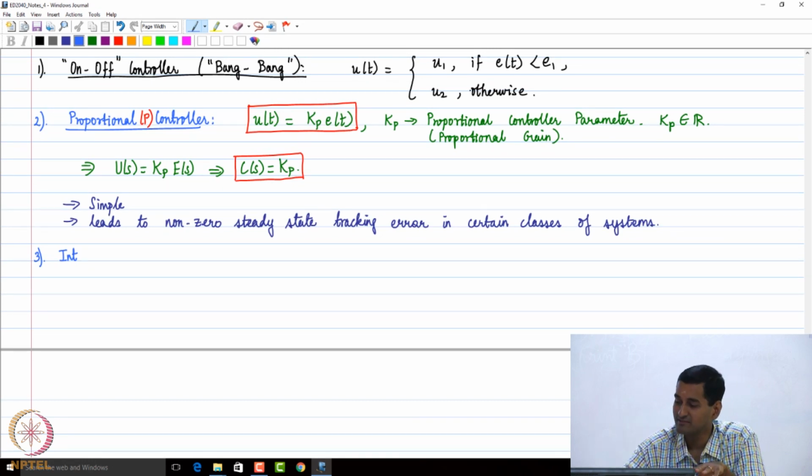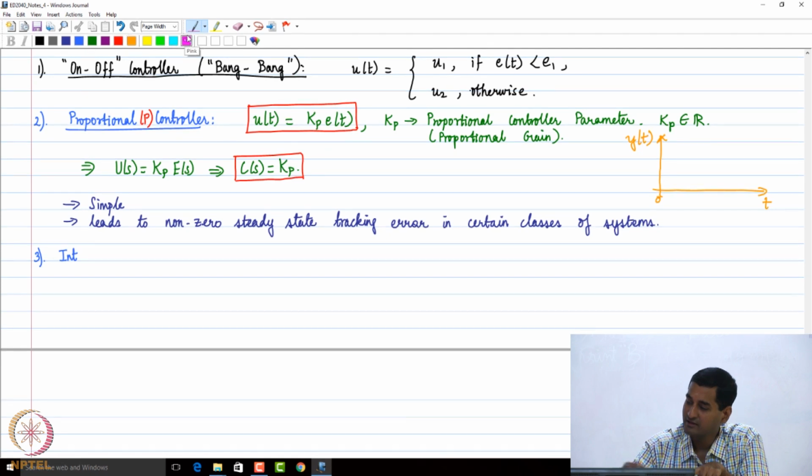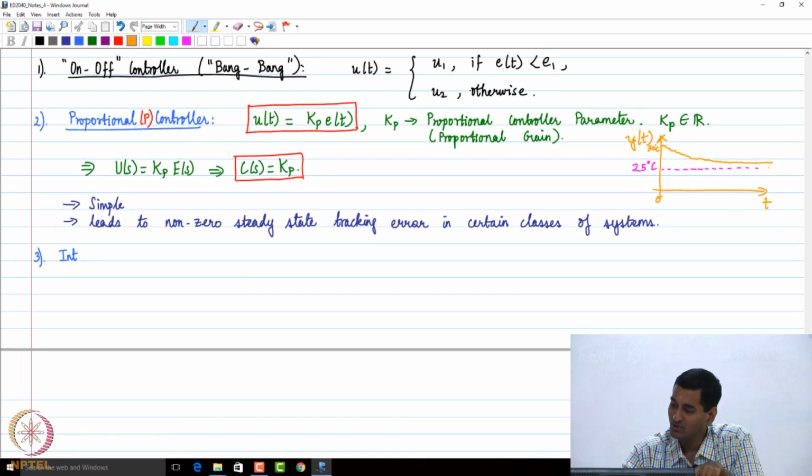Is it not, right? So for example, let me draw a diagram. Let's say I plot output versus input, right? Let us say I want a temperature of 25 degrees Celsius, right? What the proportional controller may do is that, starting at 30 degrees Celsius, it may bring it down, but then it will settle down like this. So as time increases, you are going to have a non-zero steady state error. Okay, so that's what I called a tracking error.